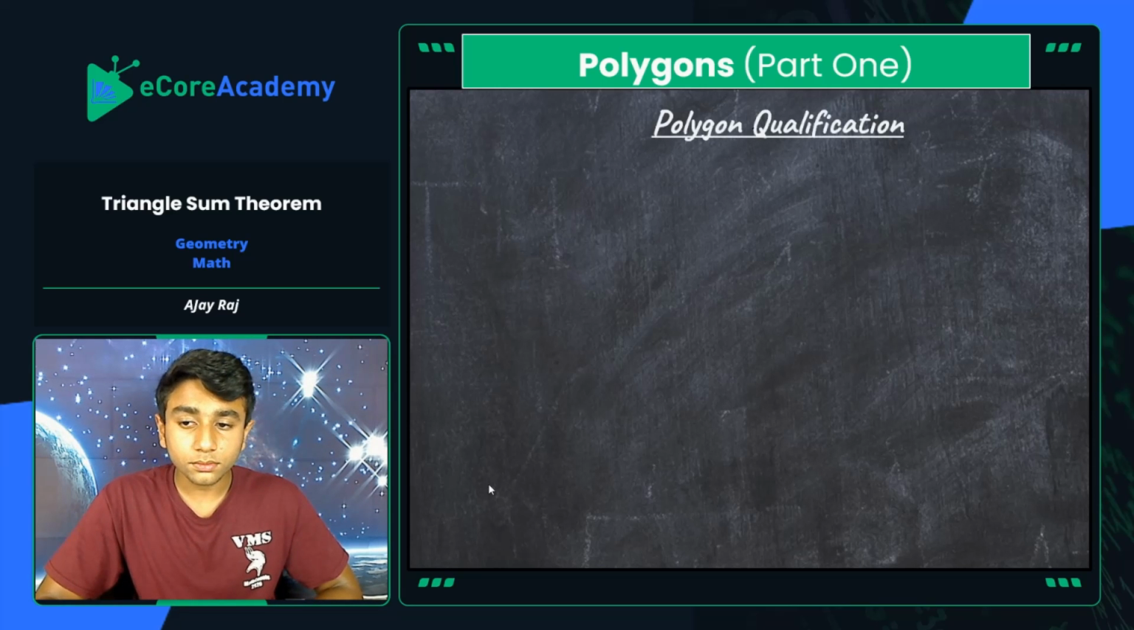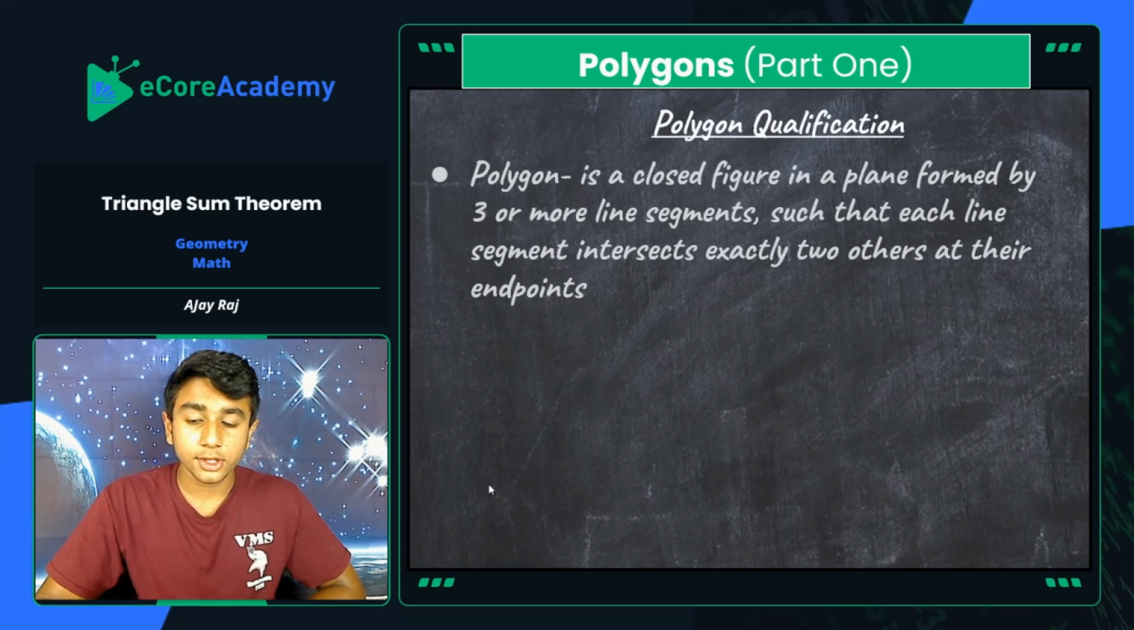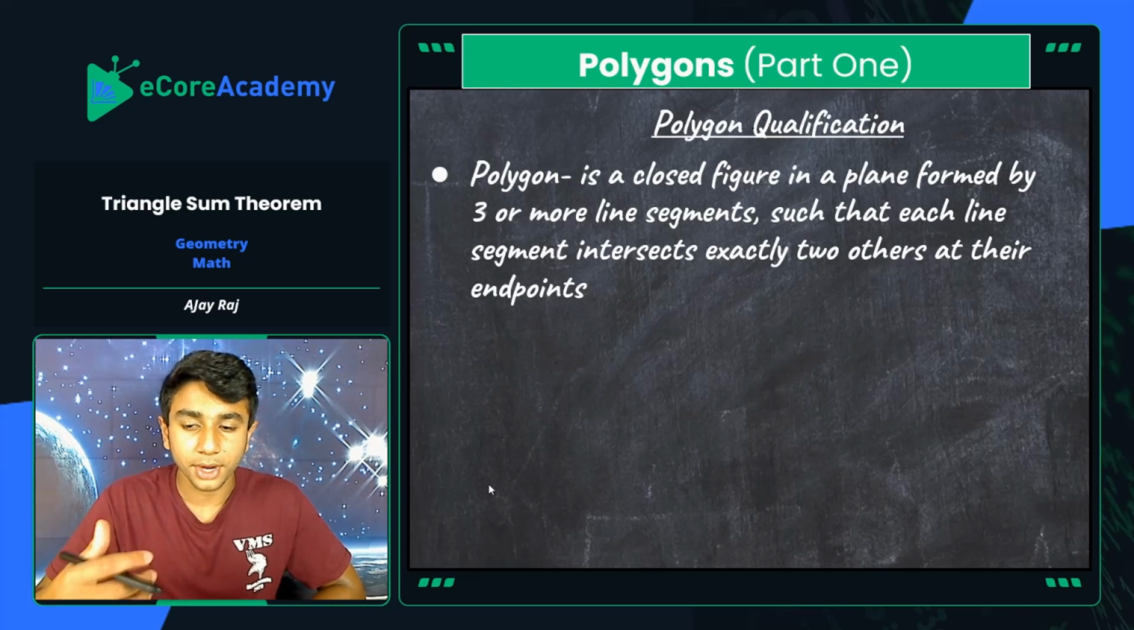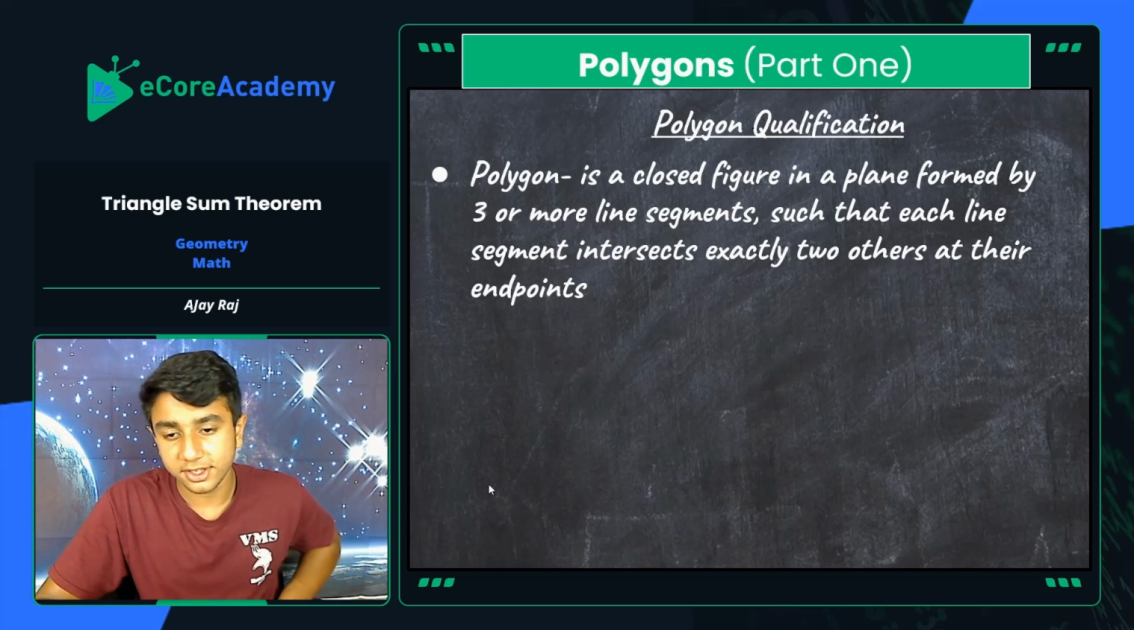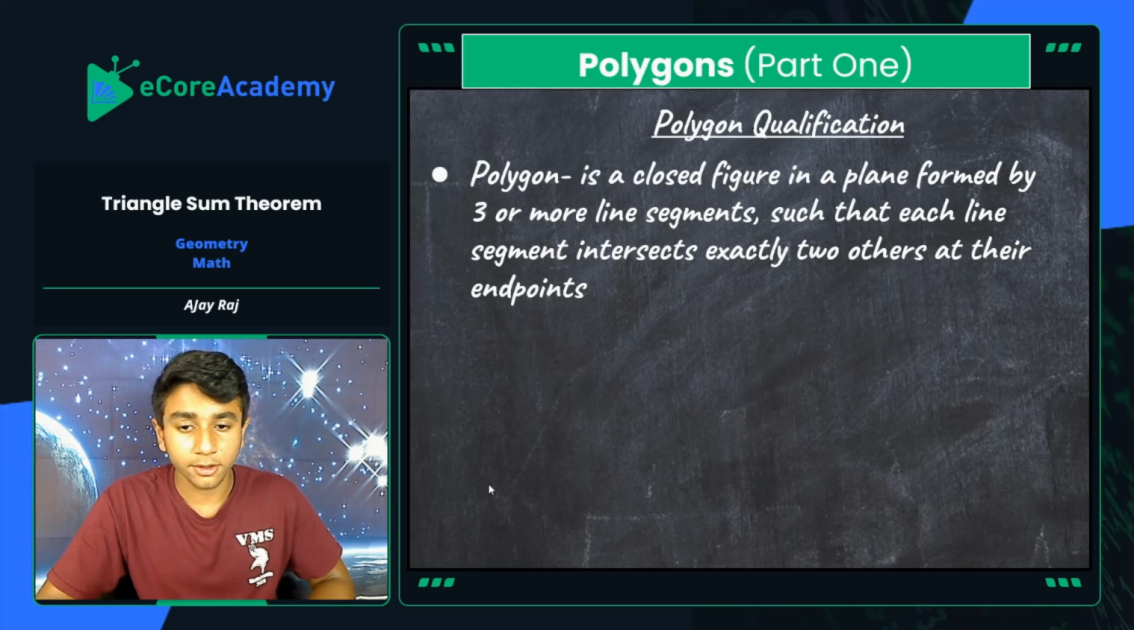So let's look at polygon qualification. We're going to be moving from generic to more specific. That's how we work here. A polygon is a closed figure in a plane formed by 3 or more line segments, such that each line segment intersects exactly 2 others at their endpoints. I'm sure many of you have already seen this definition before, heard of a polygon.